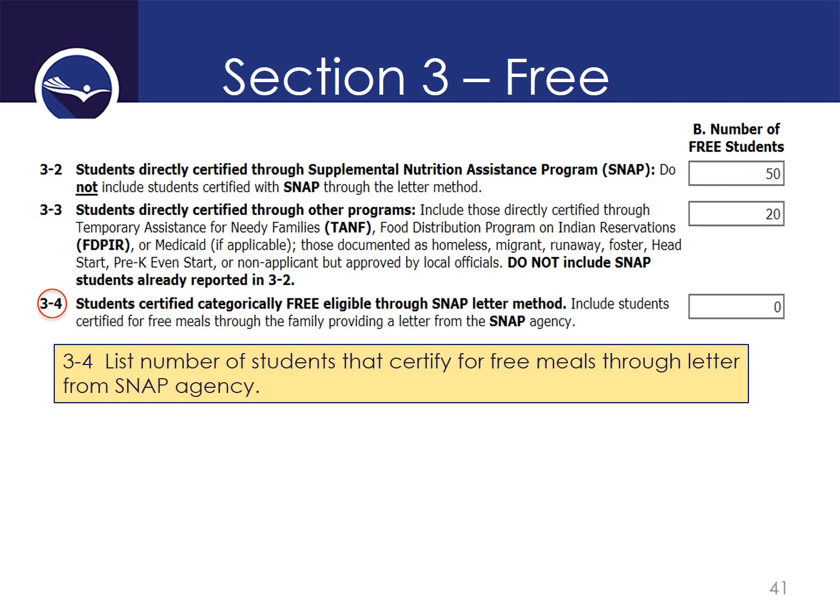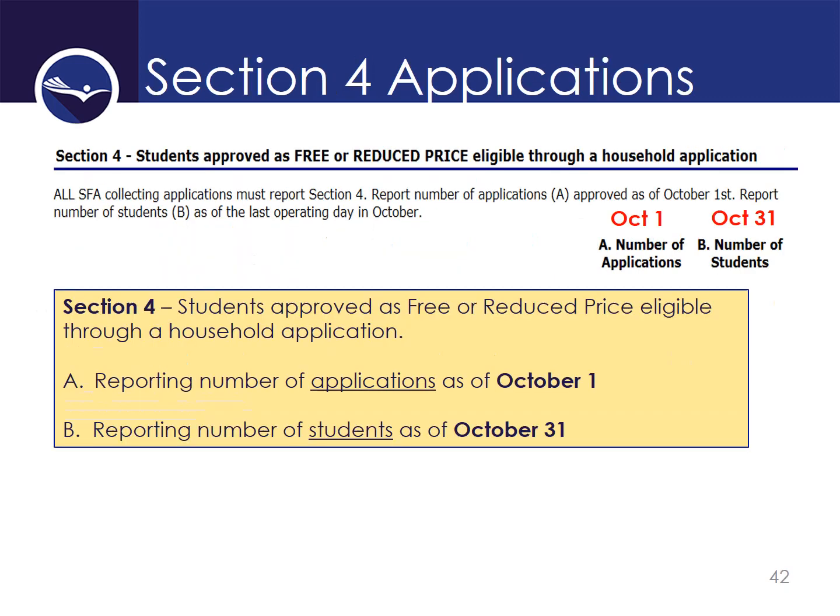3-4, you would include any students in this section if the household provided their letter from the Department of Health and Human Services certifying they are eligible for SNAP benefits. In Section 4, you will report both the number of applications and the number of students approved for free or reduced price meals based on applications. Make sure this section does not include any applications for students that are on the district's direct certification list.